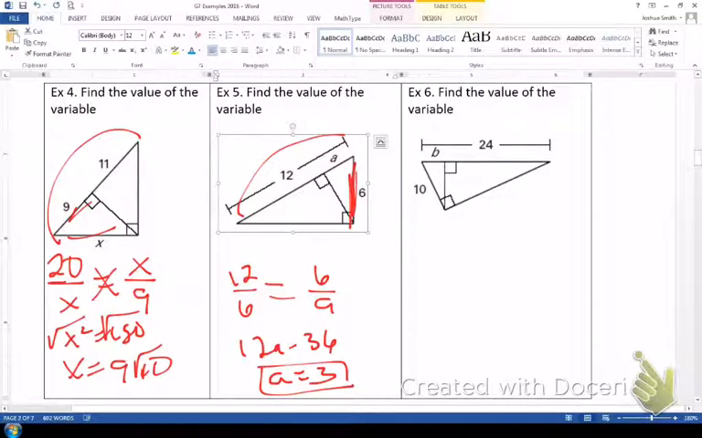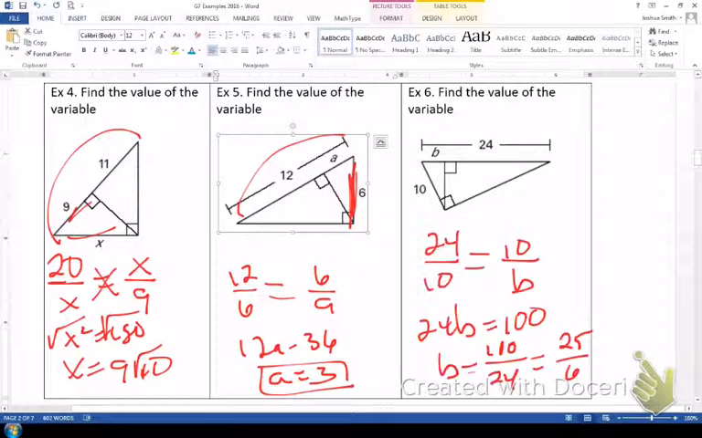Okay, now we're going to try the last example here. Again, stop the video, give it a shot, and start it back up again and check your answer. Okay, did you get this? B is 25 over 6. The leg is the geometric mean, the leg is 10. So 10 goes in the up diagonal of the whole hypotenuse, which is 24, and the adjacent piece, which is B. Hopefully you've gotten a feel for what these theorems say and how to set these proportions up. Now, let's take a look at some examples that might pull in both of these.